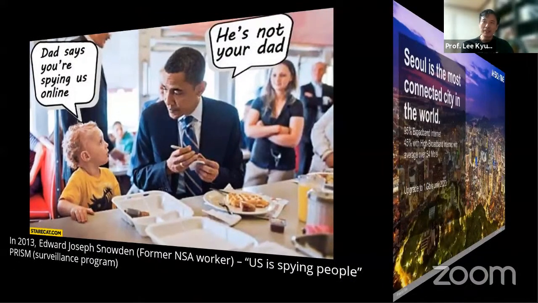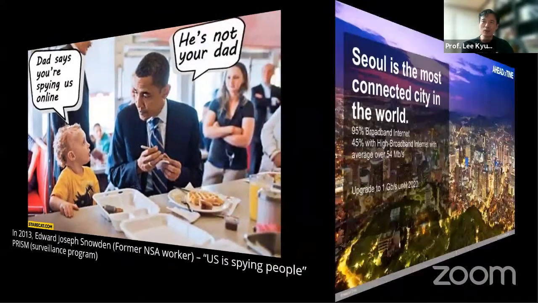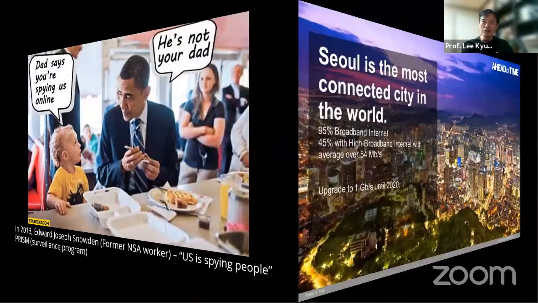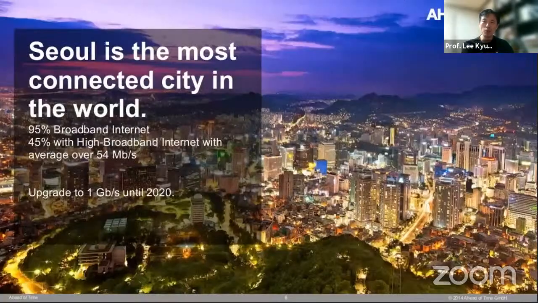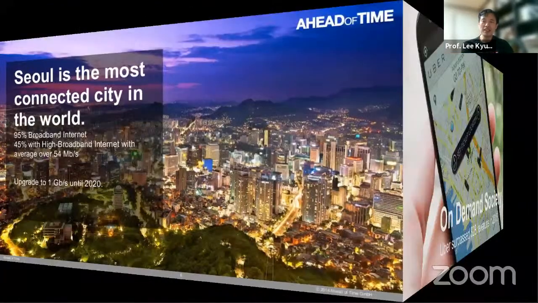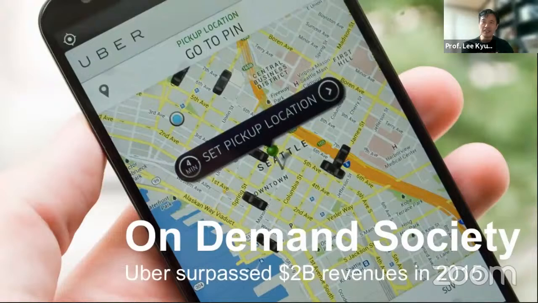Seoul is the most connected city in the world. Now people in Seoul are using 99% broadband internet. The internet speed is faster than 1 gigabit per second. Now is an on-demand society. We can take a taxi by smartphone: Uber, Grab, Kakao Taxi in Korea, expanding the markets. It is very convenient, and we use these on-demand functions more and more every day.